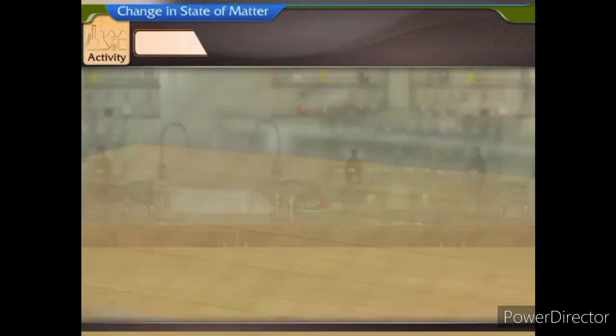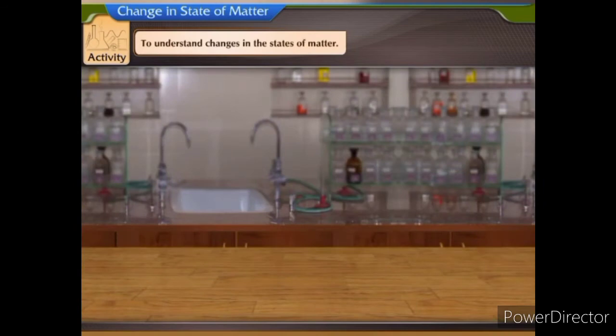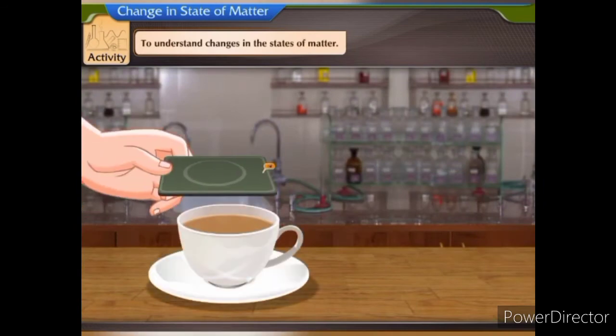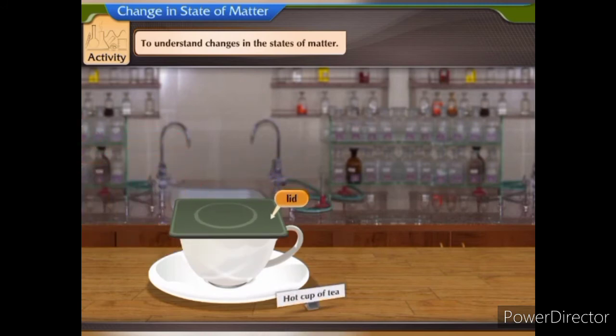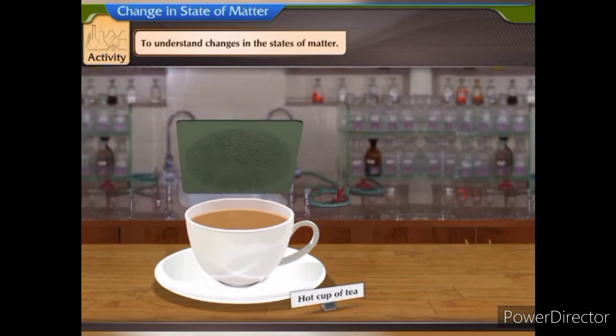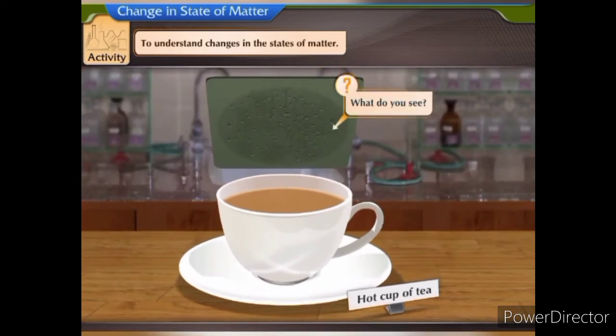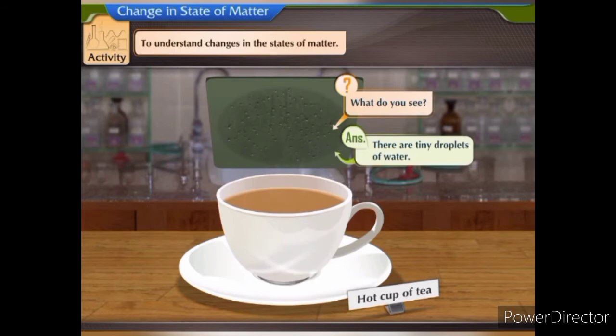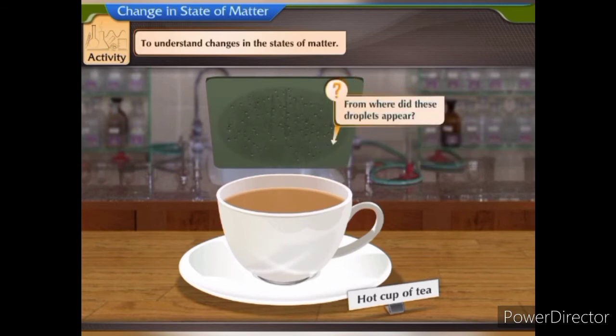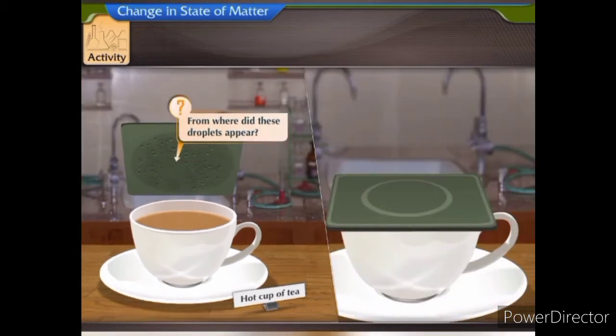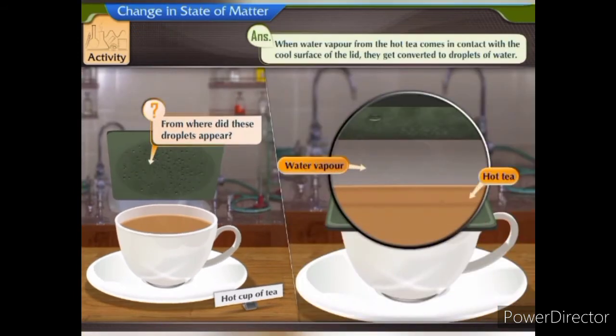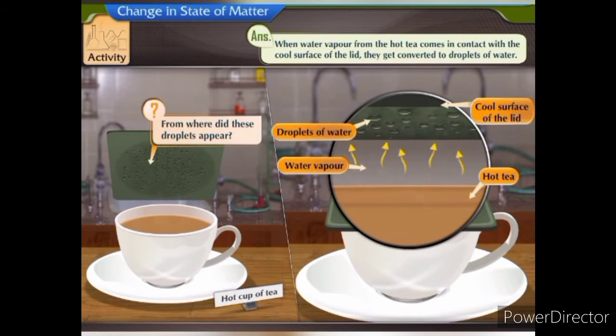Let us perform an activity to understand changes in the states of matter. Place a lid on a hot cup of tea. Observe the inner surface of the lid after some time. What do you see? There are tiny droplets of water. From where did these droplets appear? When water vapor from the hot tea comes in contact with the cool surface of the lid, it gets converted to droplets of water.